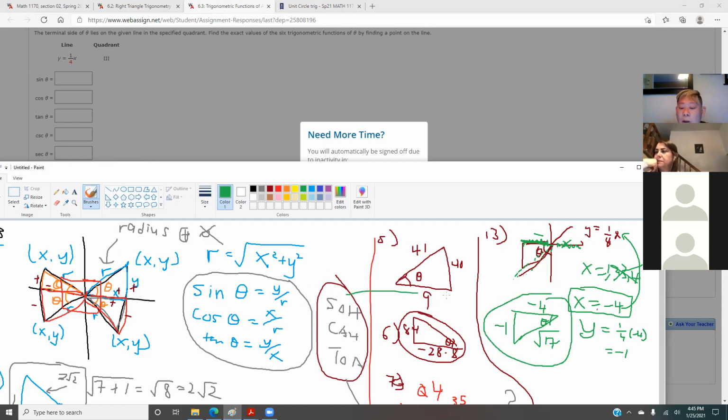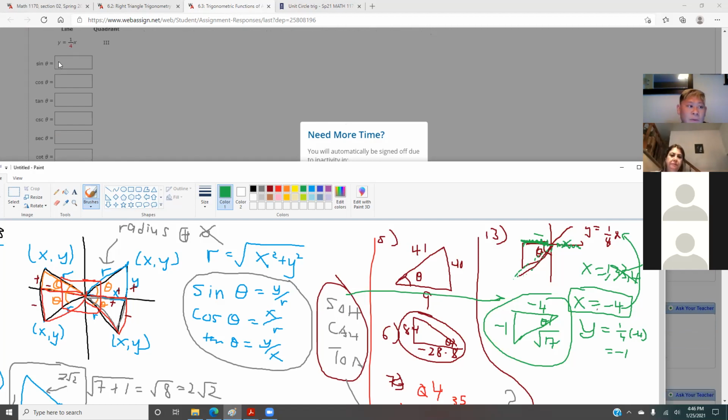And then you apply SOHCAHTOA to find the rest of it. You guys all right here? I think once I draw this triangle, you guys know how to apply this to do the rest of this.